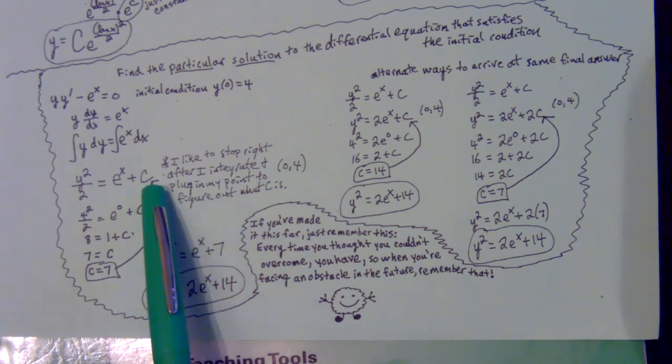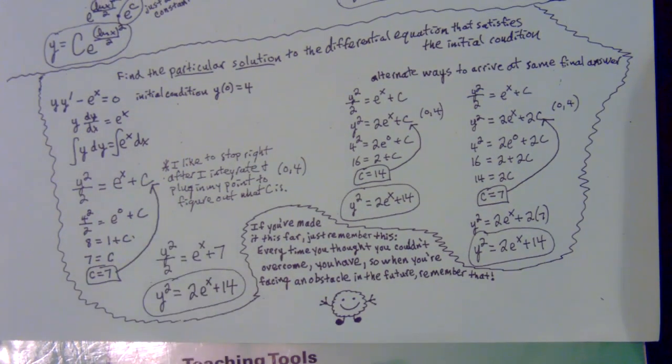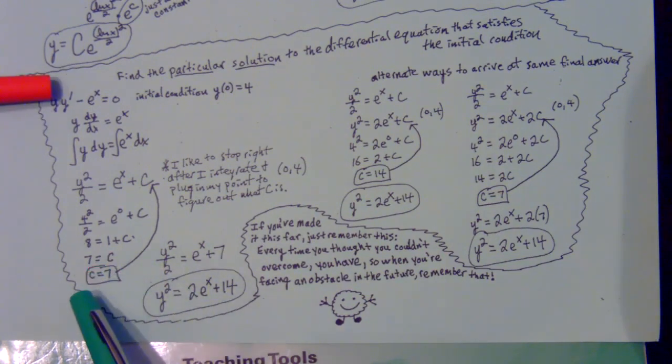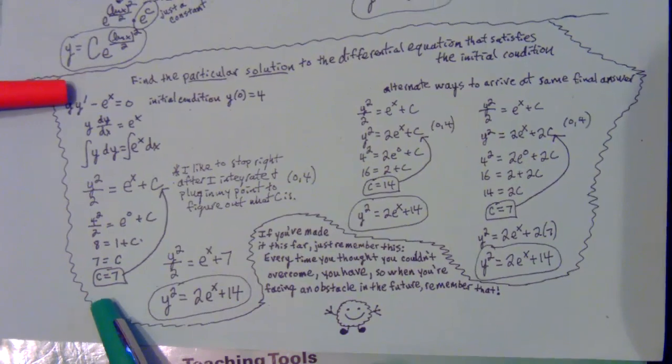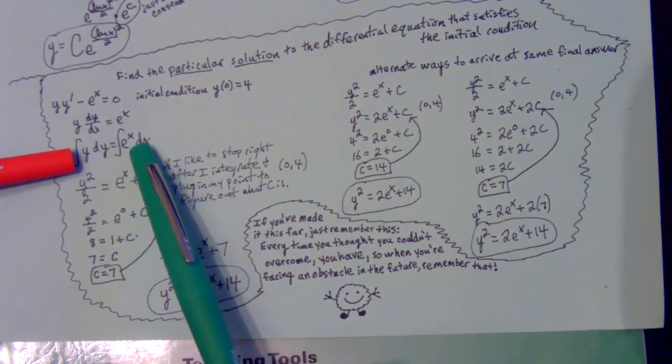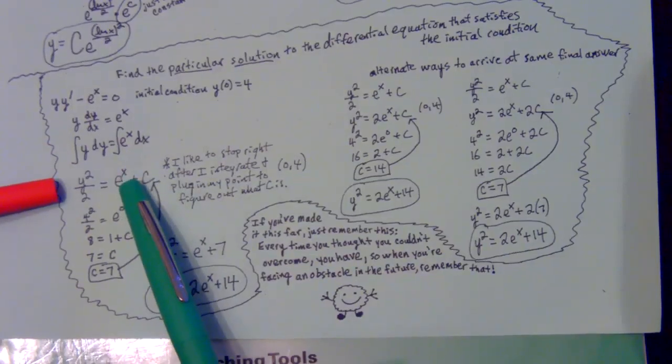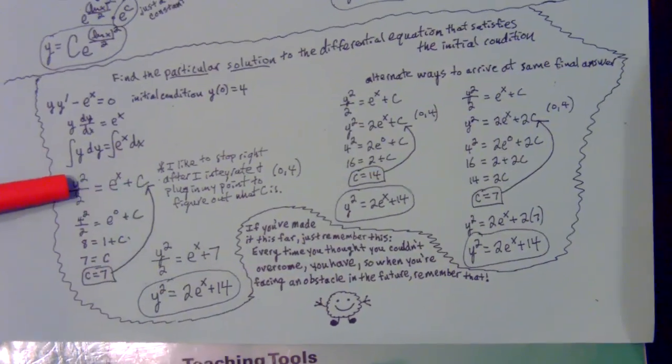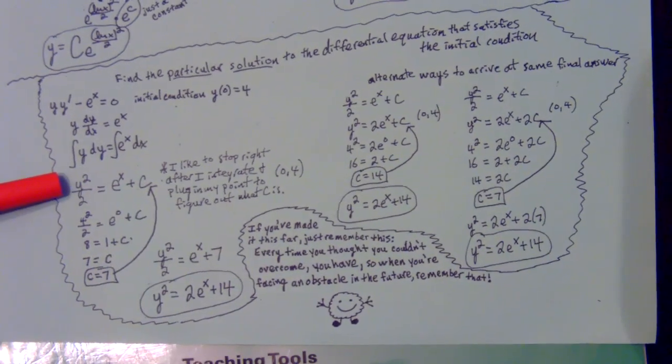The reason I like to stop right here and get that c value right away is that on an AP test, typically this will be worth 6 out of the 9 points on an AP free response problem. When you separate your variables, you get a point. When you integrate both sides, you get 2 more points. So when I get to right here, I've got 3 out of those possible 6 points.